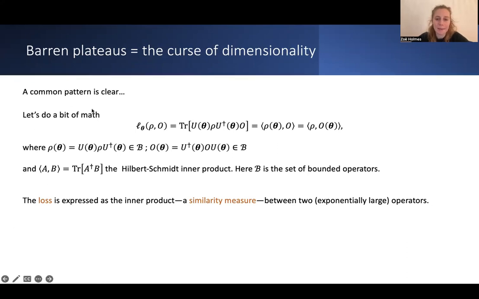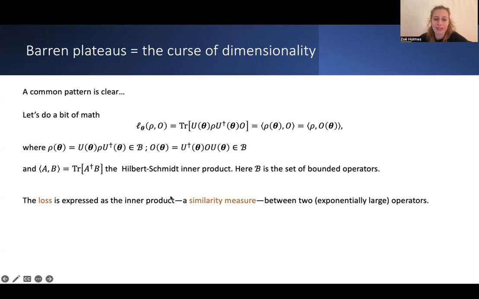To see this common factor, it helps to take a step back and look at a standard variational quantum algorithm loss. This is the VQE loss, where you take an initial state, you evolve it under a parameterized quantum circuit, and then you do a measurement. And what you see is that this is just an inner product, either between the time-evolved state and the observable, or, if you switch it around into the Heisenberg picture, the inner product between the initial state and your time-evolved observable.